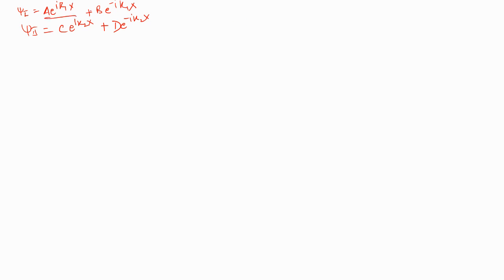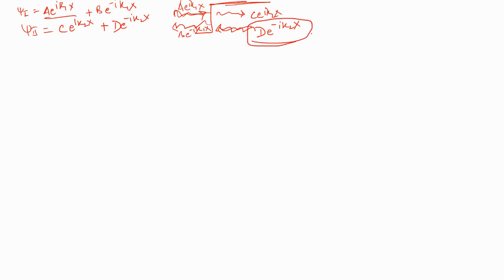This is the incident wave, this is the step potential, and this is the incident wave, and this is the reflected wave, and this c e raised to the power iota k2x is the transmitted wave, and this d e raised to the power minus iota k2x is the reflected wave. Since there is nothing for this wave to get reflected, this term will go to 0.